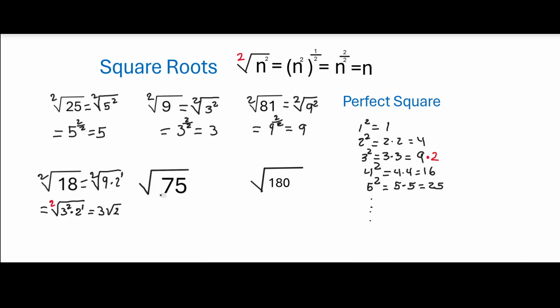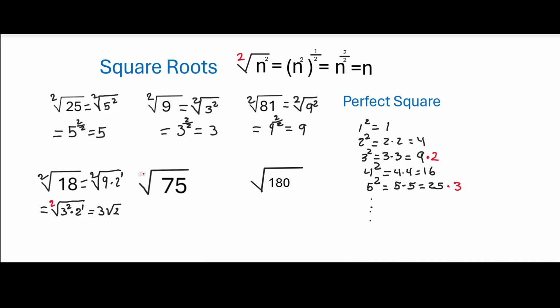Now, let's do another one. 75. Well, we need to find a product of two numbers, and one of those numbers has to be a perfect square. Well, look at this one, 25. If I multiply it by 3, okay, that would be 75. So that's how they always do it. They make it hard for you.